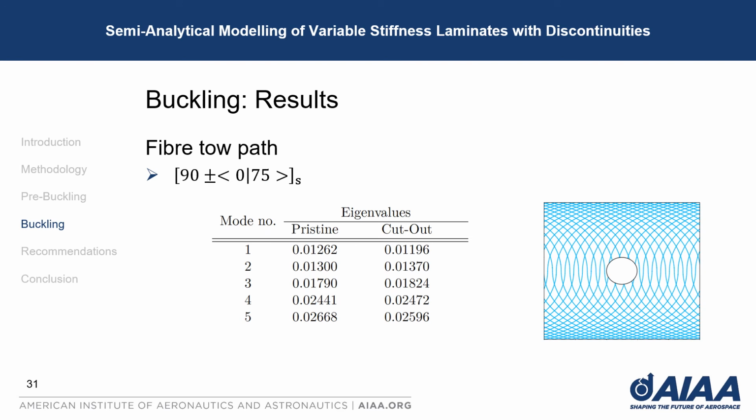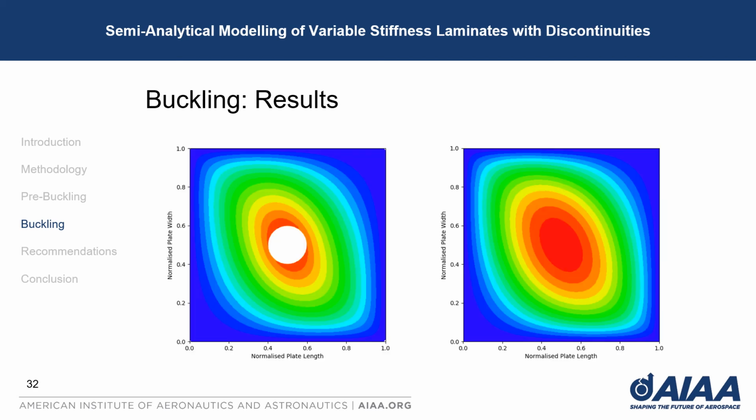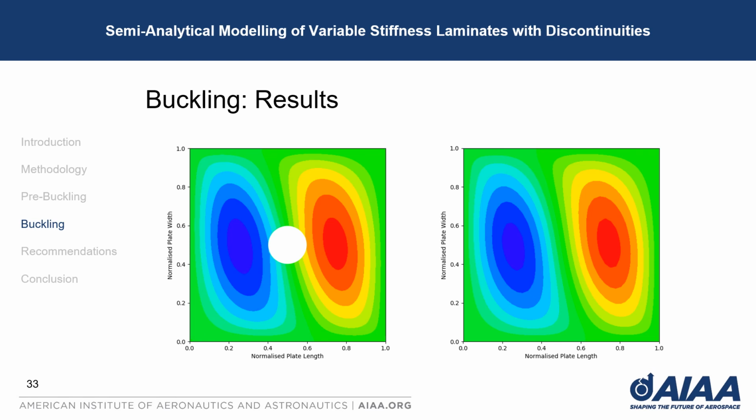For the variable stiffness laminate, the comparison is made between the laminate with and without a cutout. In this case the eigenvalues can be seen to be very close to one another, indicating that the laminate maintains much of its buckling performance even when it has a cutout. This is again seen in the buckling modes, where the buckling modes hardly change due to the presence of the cutout. Again for the second eigenmode.